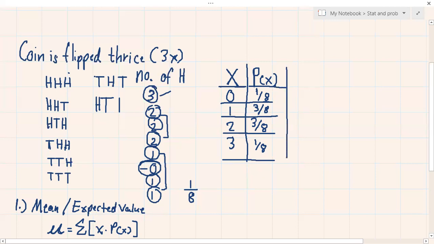Ngayon, let's go get the product of x and p of x. Okay? So sa first row, 0 times 1 all over 8. 0 to, di ba? This is 0. Okay? Next, 1 times 3 eighths. So this would be 3 eighths. Third row, 2 times 3 eighths. Magiging 3/4 to actually. Okay?